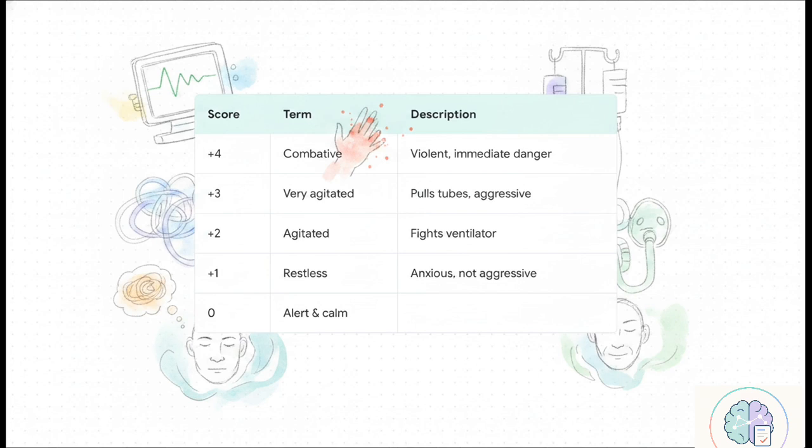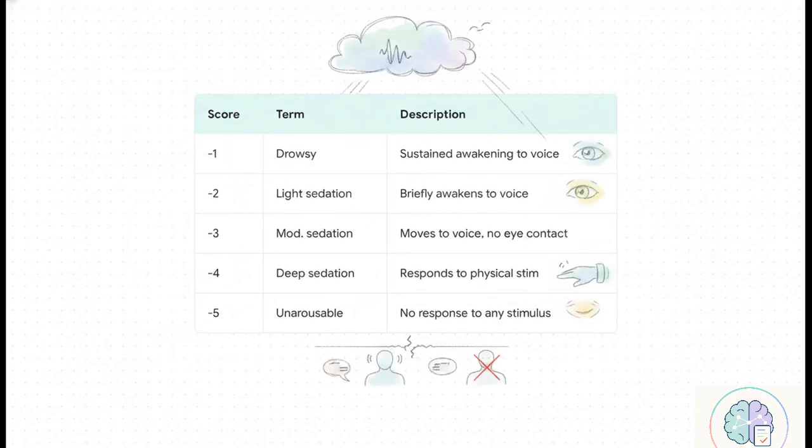Distinguishing between a patient who's just fighting the vent at a +2 versus one who's in active danger at a +4 is literally crucial for your safety and theirs. Flipping over to the sedation side, a -1 is drowsy, meaning they can sustain awakening to your voice. A -2 is light sedation. They briefly awaken to voice. A -3 is moderate sedation. Here, they might move or open their eyes when you speak, but they won't make eye contact.